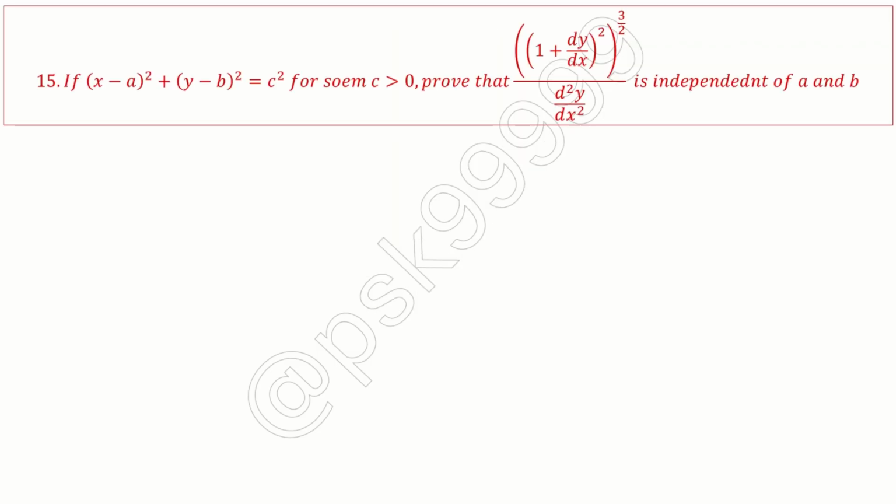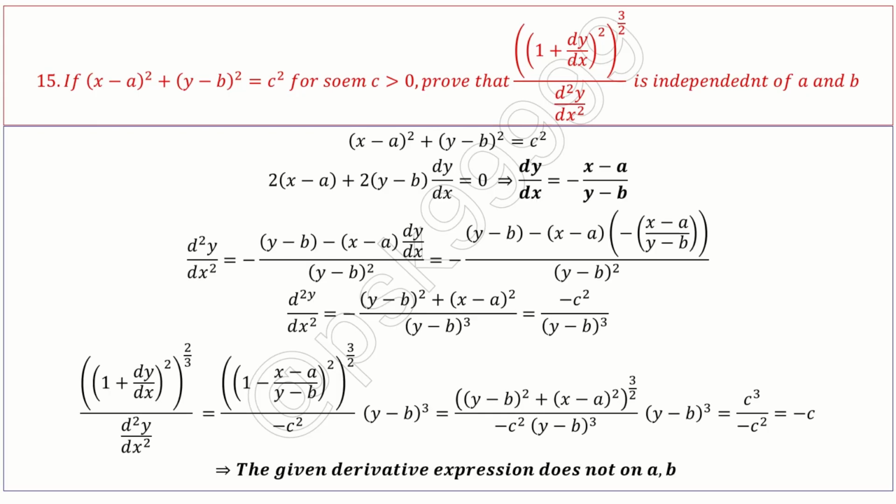Yeah. Next, x minus a whole square plus y minus b whole square equal to c square. For some c greater than 0, prove that this value. Okay. So this is also same. You need dy by dx and d square y by dx square, right? Second order differentiation also you require. Okay. So you take it and differentiate directly. What you will get is 2 times x minus a plus 2 times y minus b into dy by dx equal to 0. So dy by dx is nothing but minus x minus a by y minus b. Okay. This is one equation which you have already. Okay. You found out this one.